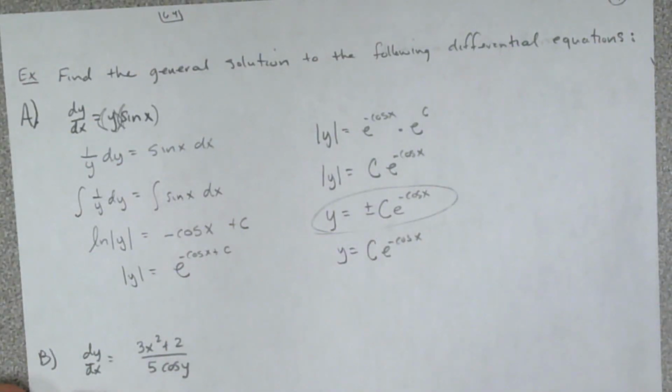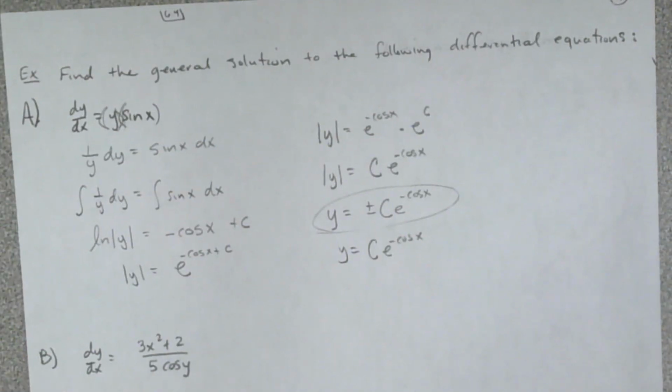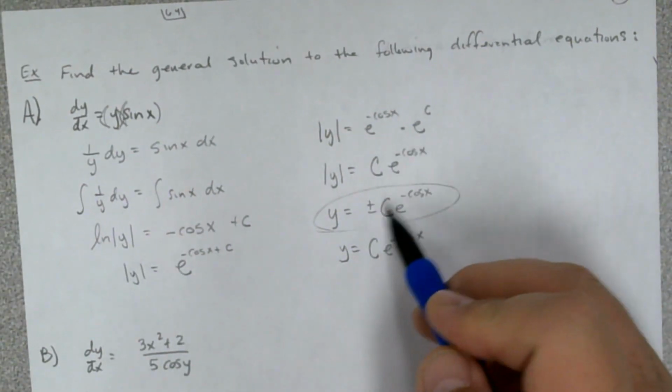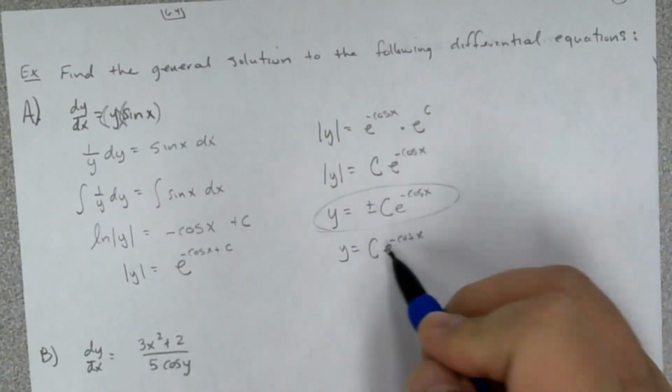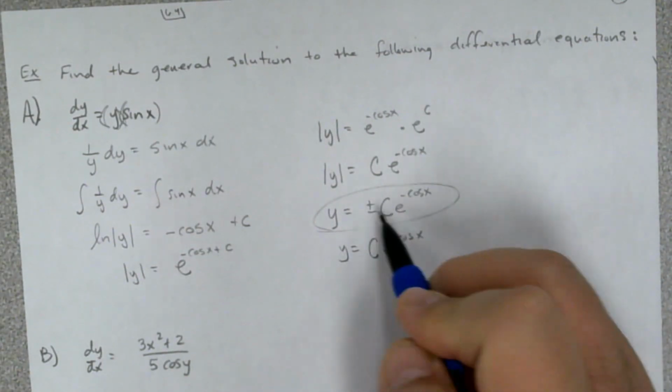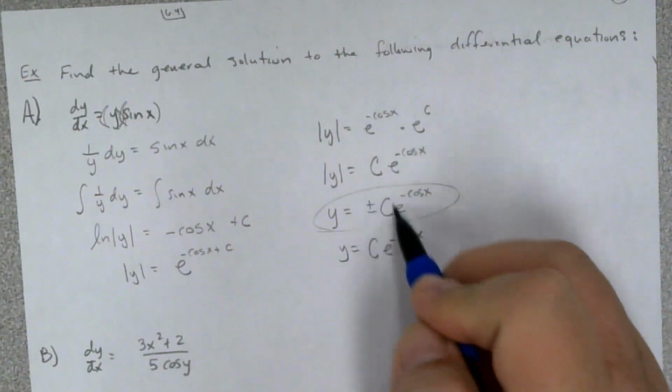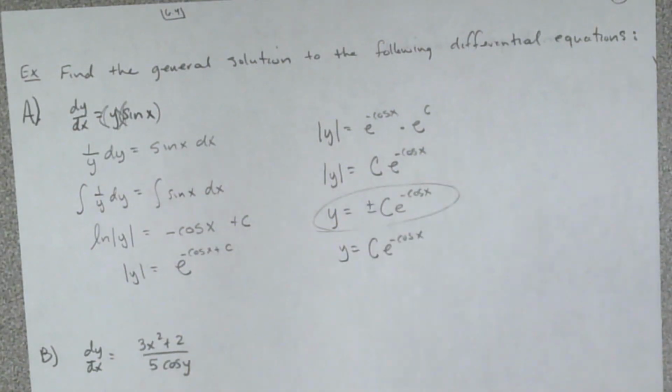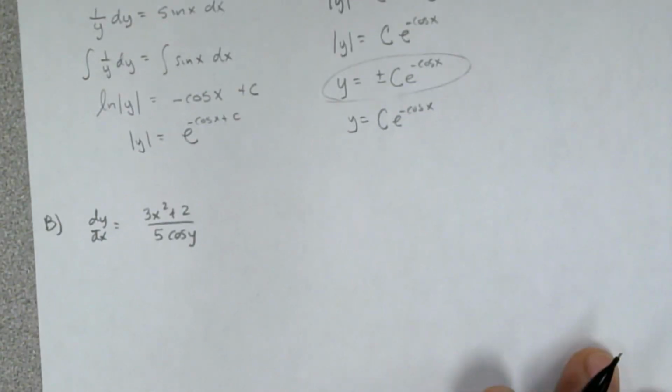Okay? If on the AP exam they have an answer choice or a multiple choice and they have just a C in this, not the plus or minus, that means they absorbed it into it, and you can do the same thing too. Okay? So, let's look at the next one.